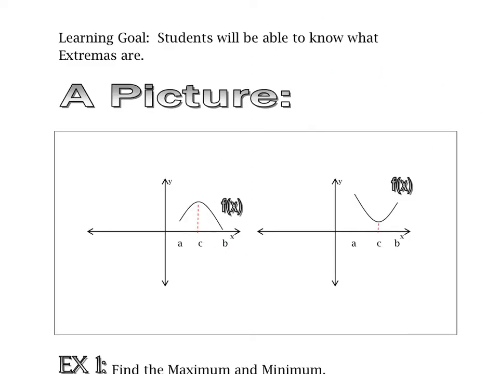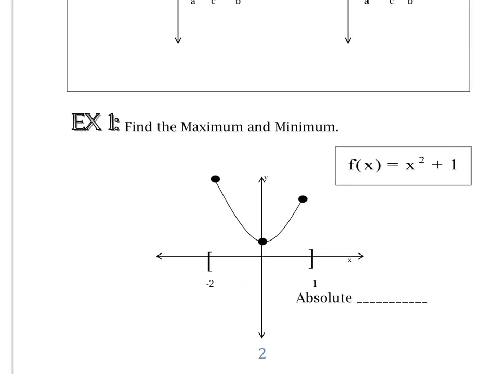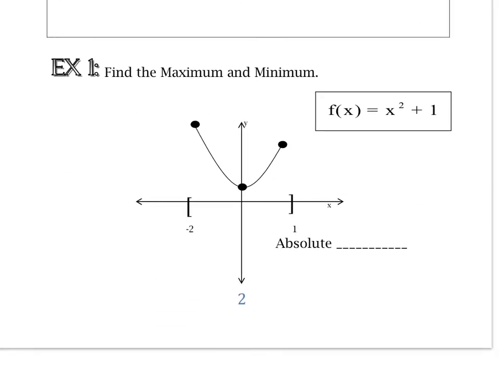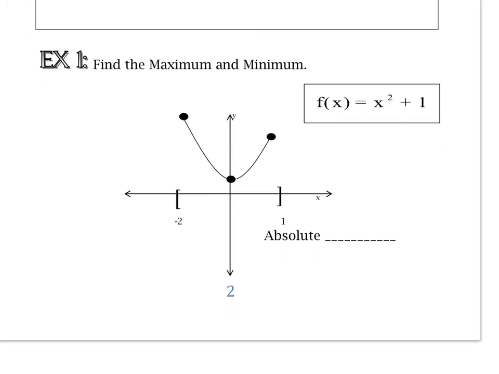Okay, so we got some examples of just what an absolute max looks like, what a min looks like. This one just says find the maximum and the minimum. And it looks like we have a closed interval from -2 to 1, so we're going to be talking about an absolute max and min. And it looks like we have an absolute max at x equals -2. And we can see that because when x is -2, this function is at its highest point.